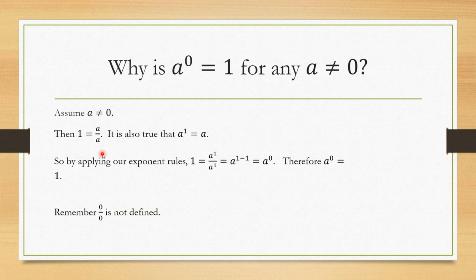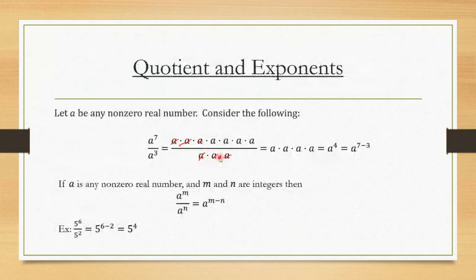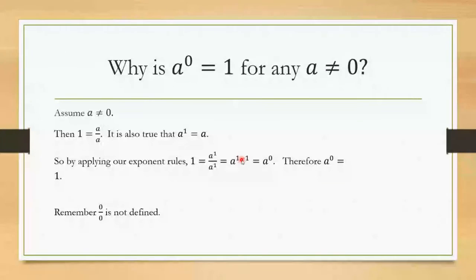But also by our exponent definition, a to the 1 is equal to a. Remember, if the exponent is 1, we don't have to write it. So a to the 1 is the same thing as a. So using this, we get 1 is a to the first over a to the first. Okay, how does that help us? Well, going back to this rule, you divide like bases, subtract the exponents. This becomes a to the 1 minus 1, which is a to the 0. So 1 is a to the 0, which is the same thing as writing a to the 0 is 1.